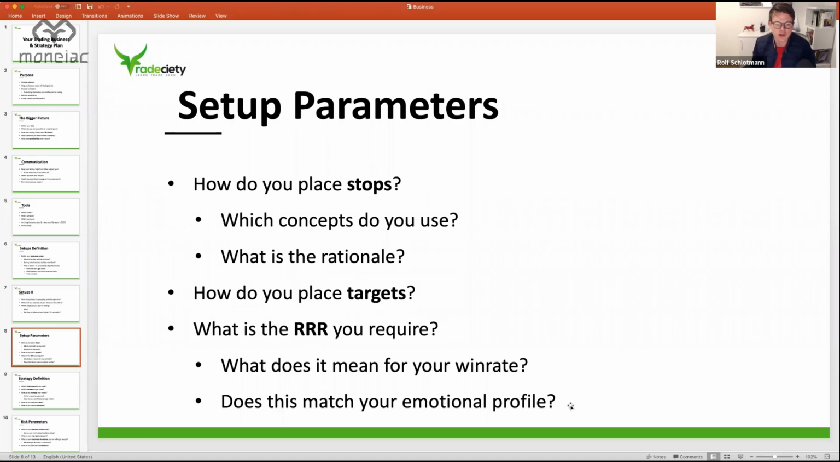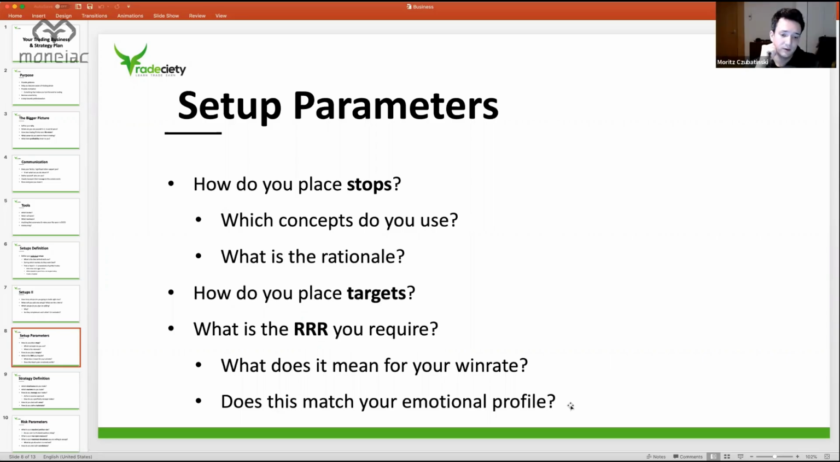Only if you have done the work can you come back and really analyze: is this something that works for me? And if not, you can make changes. But if you haven't written it down and you make changes, it becomes very, very random.